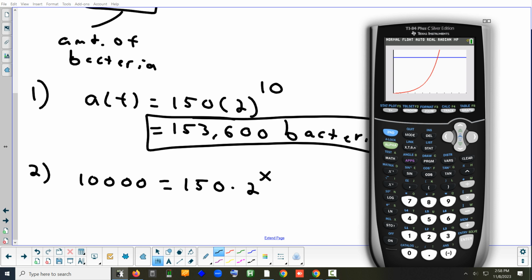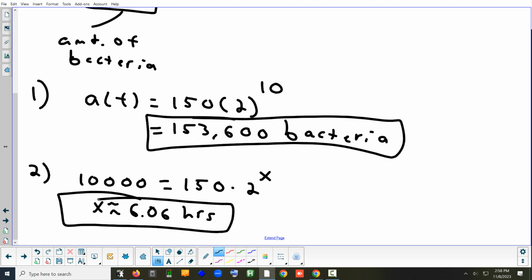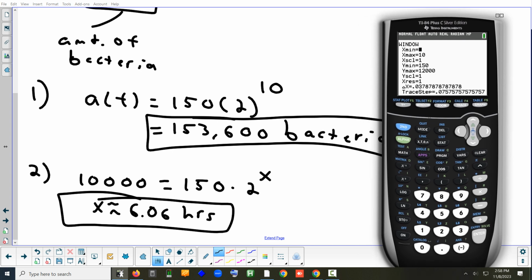And what do we need to find now? The intersect. Yep, we're going to find the intersection. So second, calc, intersect. And it's going to take about 6.06 hours. And again, I put approximately because that's not an exact answer. It's just an estimate. Right. So any question on the first one? Can I see the window? The window? Yep. So there's your graph. And there's your window.